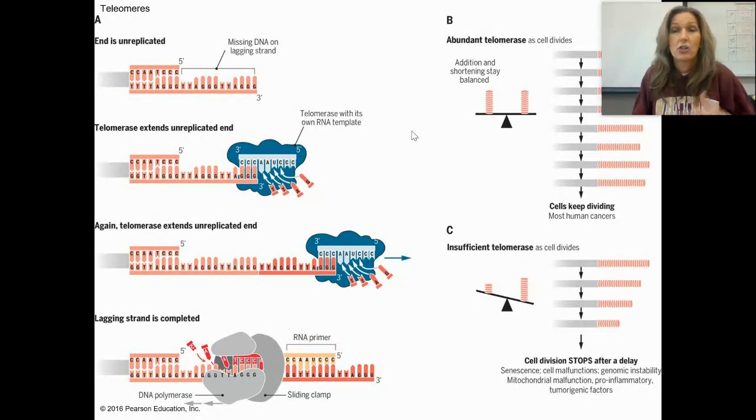Because again, in our germ cells that are making gametes, we can't afford for every generation to get shorter and shorter DNA, because eventually we'd have no more. So the telomerase solves the telomere shortening issue in certain cells.